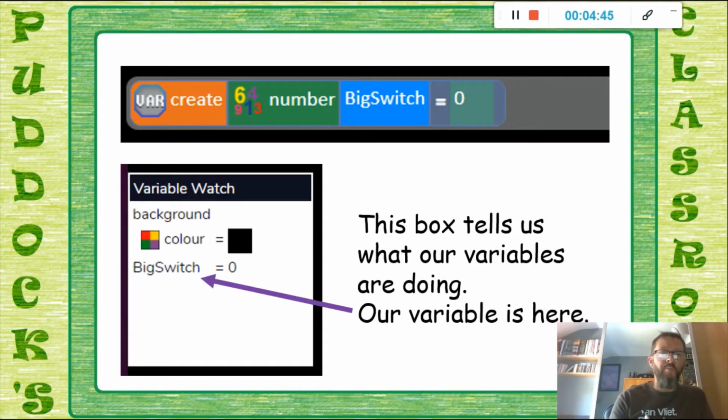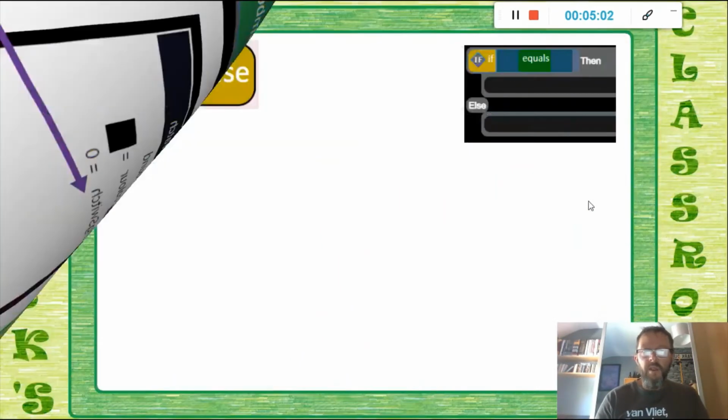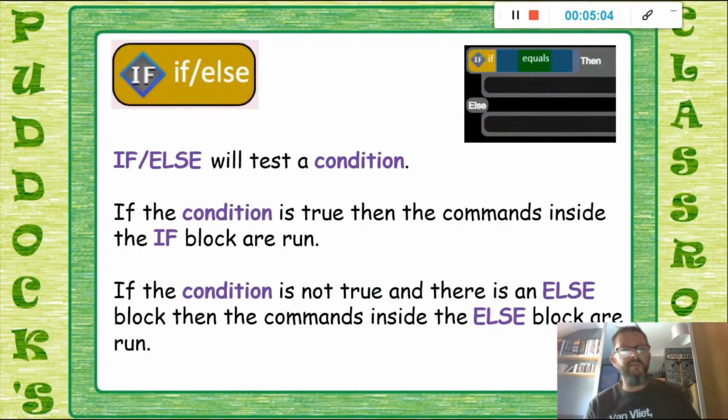Now we've also got background in there, telling the color of the background, because our variable is going to be used to control the color of the background, so that's why it's telling us about background. Okay, so that box is very important. It tells us where we are in the work.